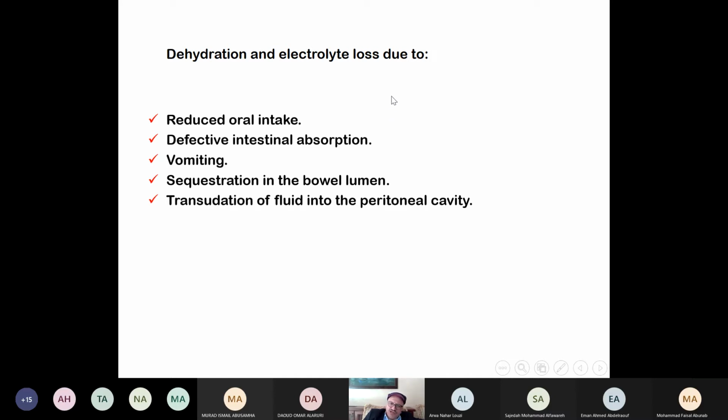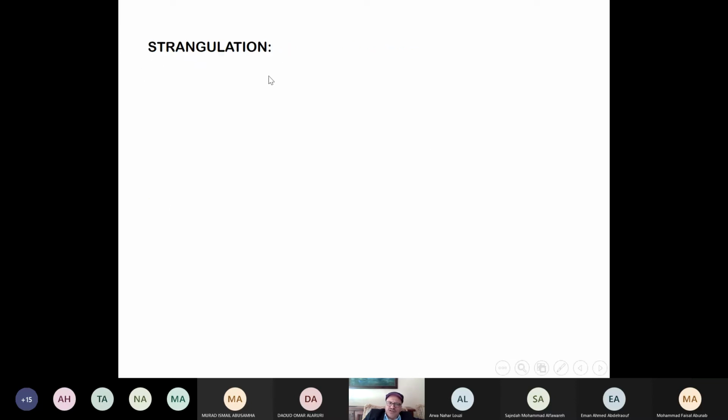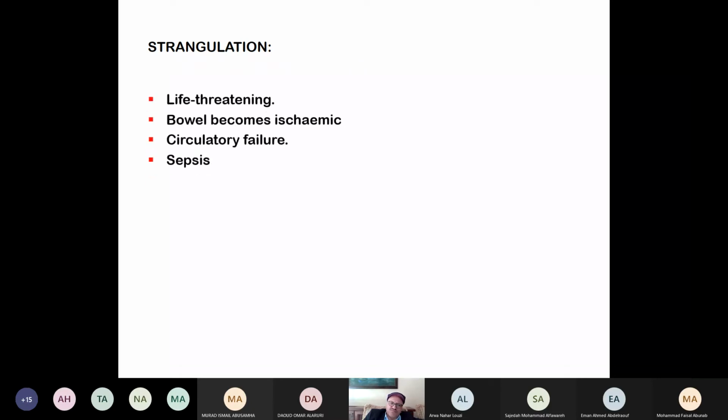However, this change from normal to ischemia can be quite quick in certain types of obstruction. Basically, if there is a strangulation, which means that the blood supply to the intestine is cut from the start by the cause of the obstruction. And this is a life-threatening condition. The bowel will soon become ischemic. Patient will have peritonitis and sepsis and circulatory failure in a short period of time. It is just like cardiac ischemia or lower limb ischemia.